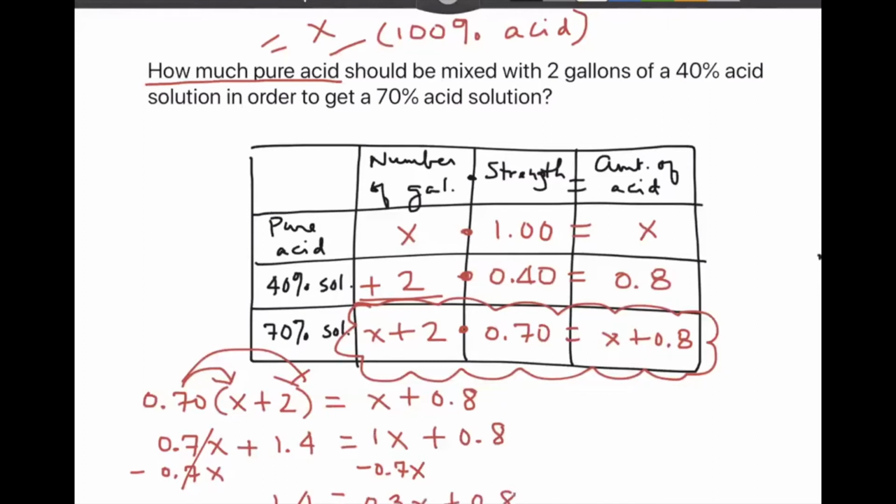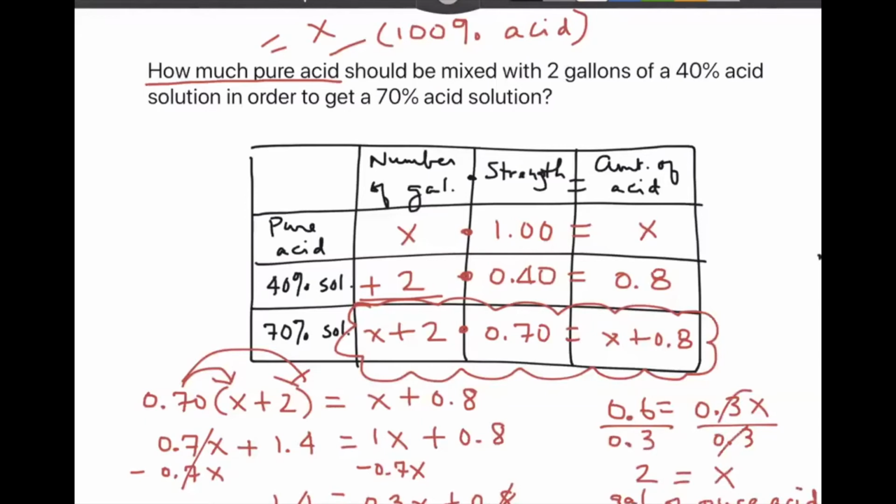And finally, well, not finally, this is the second to last step, we have to subtract 0.8 on both sides, squeezing that in. So that's going to give me 0.6 equals 0.3 times x, and dividing both sides by 0.3, we get x equals 2 gallons of pure acid. As far as I'm concerned, that's close enough to a complete sentence.